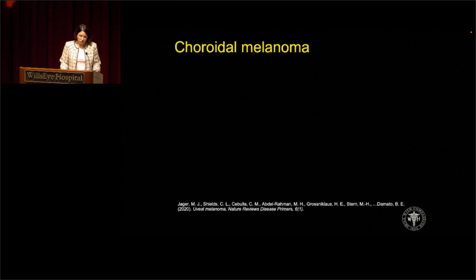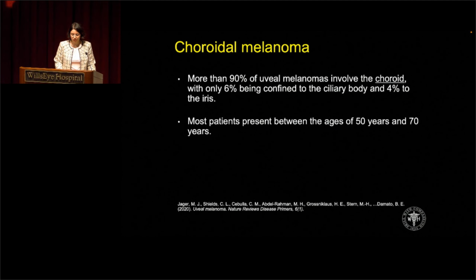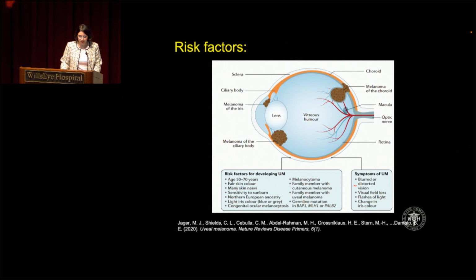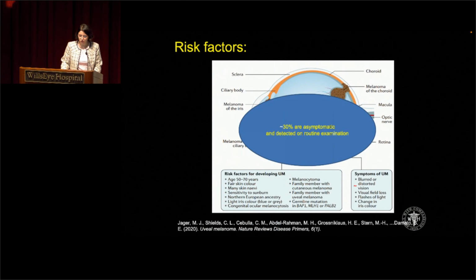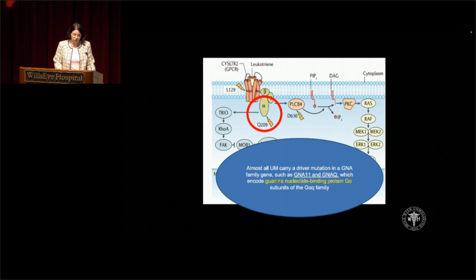So we also had the same diagnosis: choroidal melanoma. More than 90% of uveal melanomas are in the choroid, only 6% in the ciliary body and 4% in the iris. Our patient was 55; it's usually between 50 and 70. Here are the risk factors in this review by Dr. Shields: fair skin color, many skin nevi, family history, and certain germline mutations. It's important to know that 30% are asymptomatic and detected on routine examination. Here's the pathway, going quickly because we don't have time, but it's usually a mutation in the GNA family.